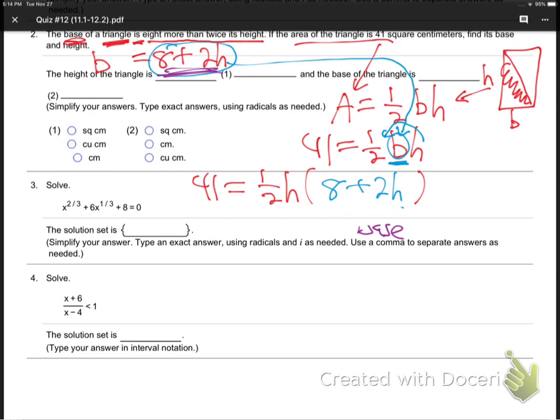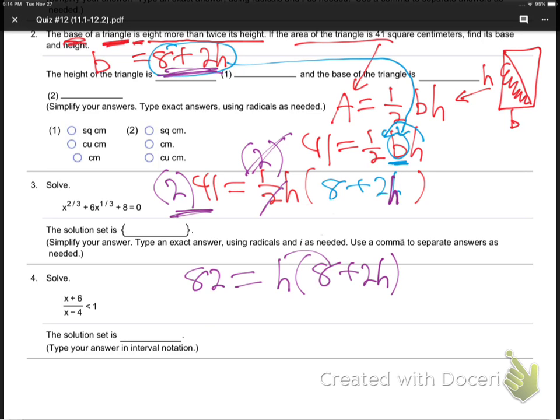Okay, now to solve that equation for H, first thing to do is multiply by 2. Why? To cancel out that fraction, because we don't want fractions. You don't need to put that 2 in here or in here. Why not? Well, because there's parentheses, and whenever you do something to the item in front of parentheses, it'll eventually distribute in. You've really done it to everything. So what do you get? 2 times 41, that's 82. The 2 and the half cancel, and we just have H times 8 plus 2H. Distribute that. 82 is 8H plus 2H squared.